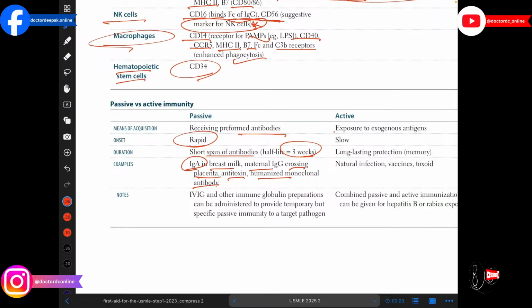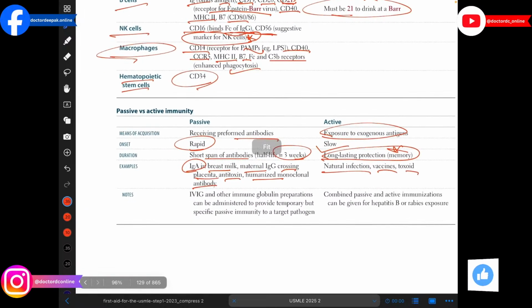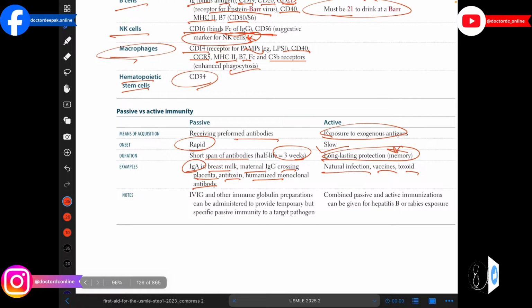Active immunity always depends on exposure to exogenous antigens. The antigens are given or the patient is infected by some disease, and then the immune system acts against this organism, and it gives long-lasting protection, giving memory to that human being. But it is a little slower compared to passive immunity. Examples are natural infection, vaccines, and toxoids. An important point is that combined passive and active immunization can be given for hepatitis B and rabies exposure, and IVIG and other immune globulin preparations can be administered to provide temporary but specific passive immunity to the target pathogens.